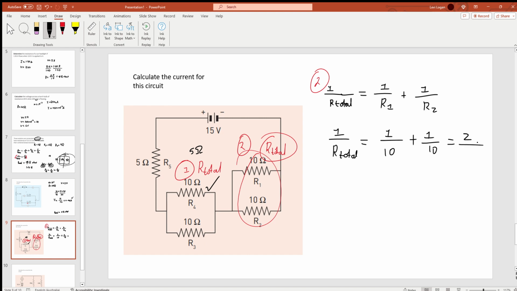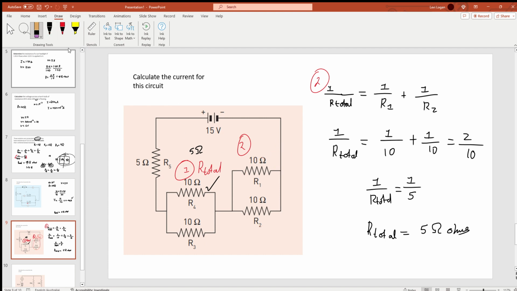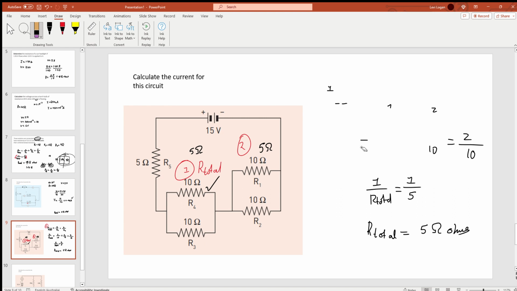So you get 2 on 10, which is 1 on 5, equal to 1 over R total. So what that means is R total is 5 ohms. Okay? So I can rewrite that entire bit there as just 5 ohms. Righto. So what I'm going to do is redraw this diagram, because we can technically update it, because we've worked out the total resistance in those sections there.